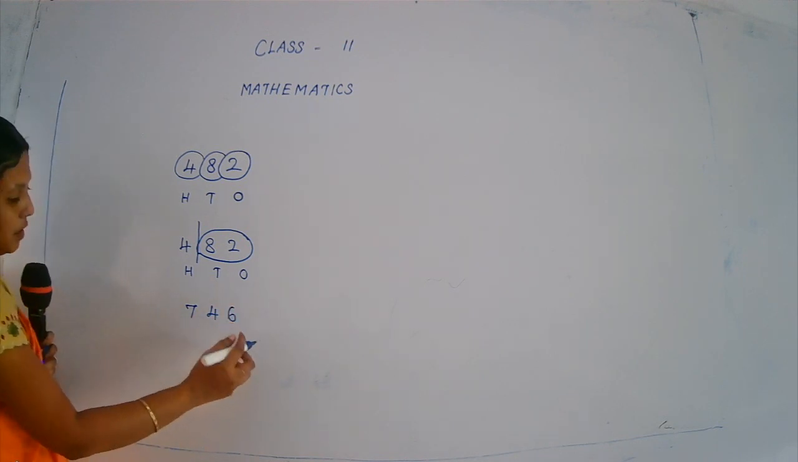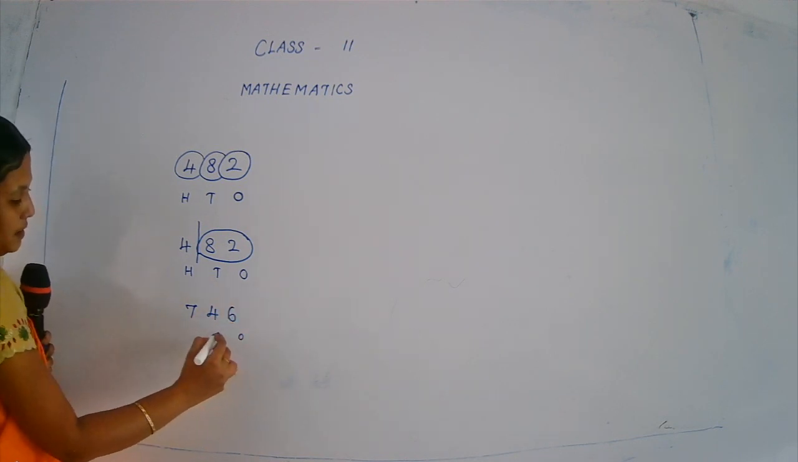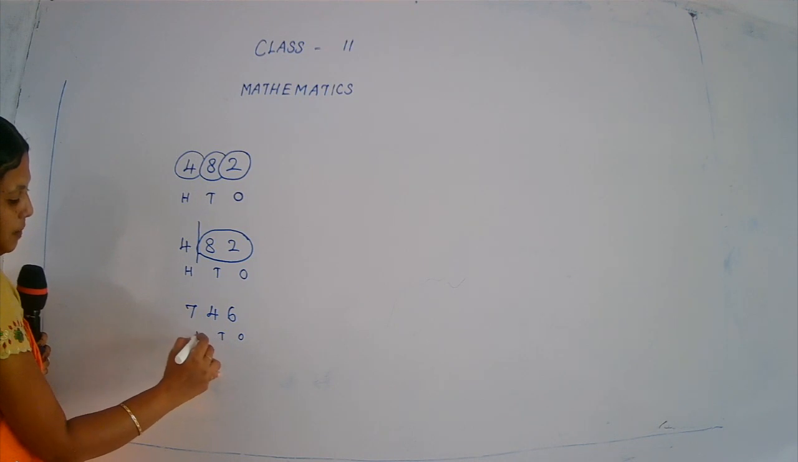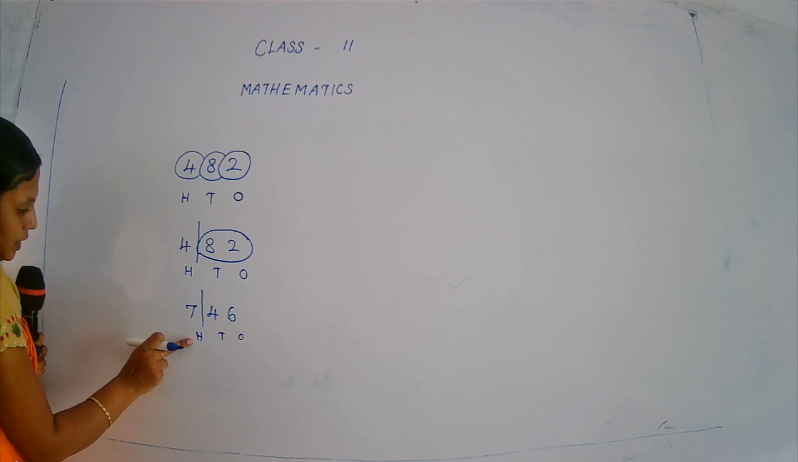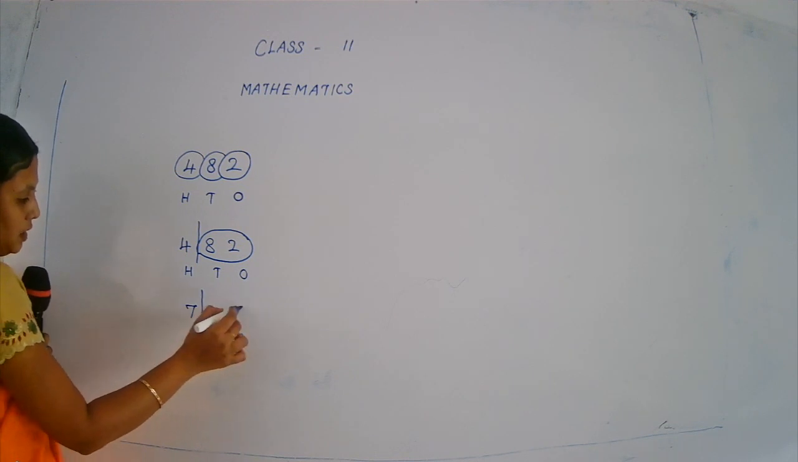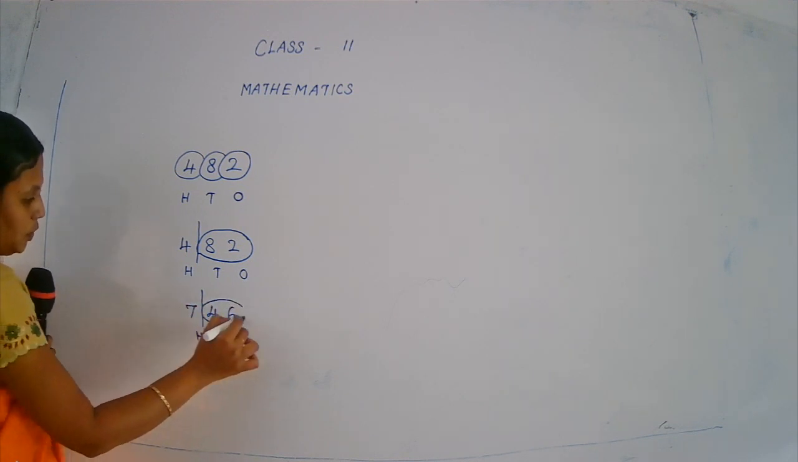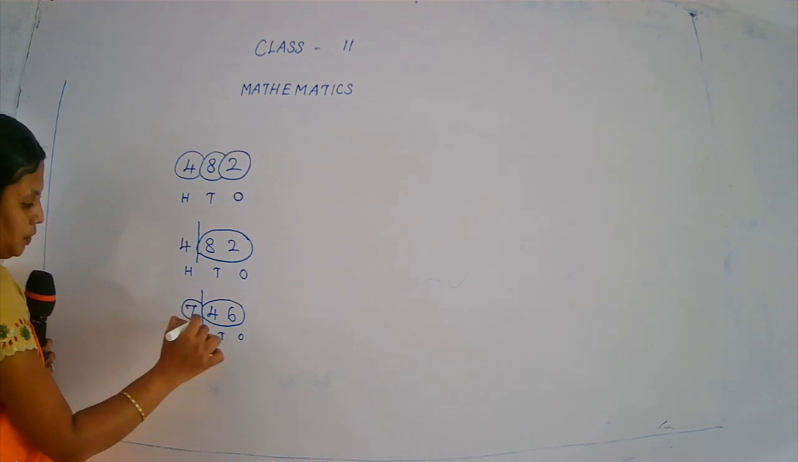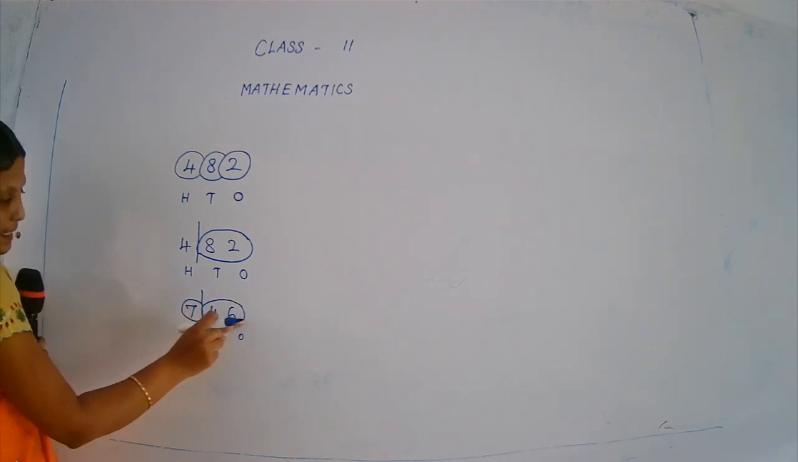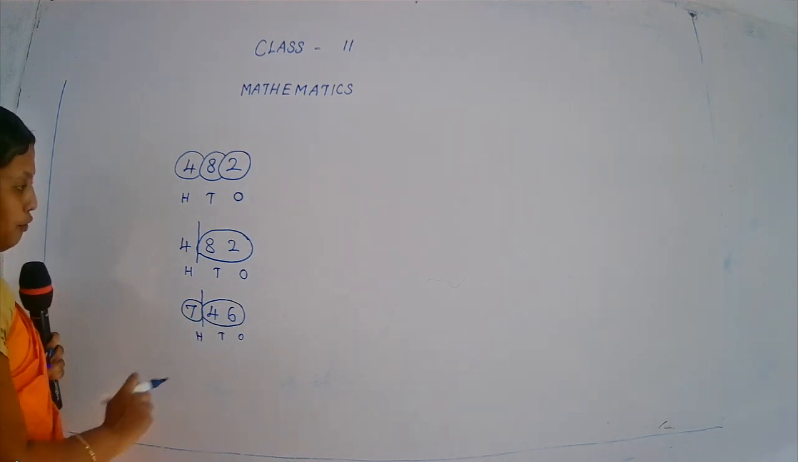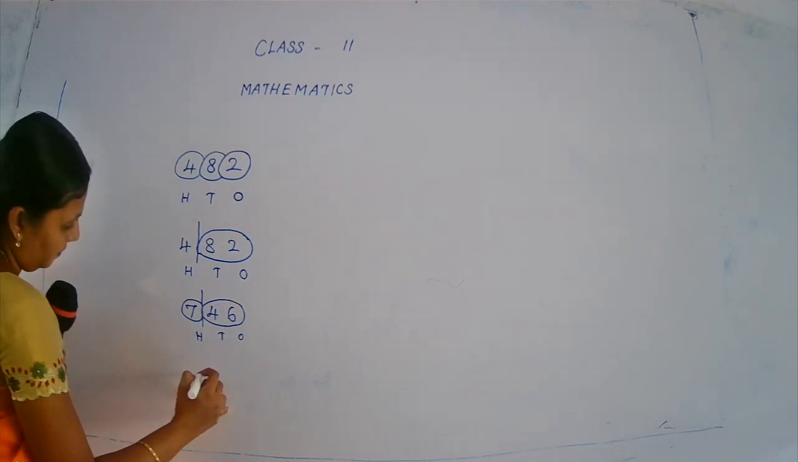Now what is this number? This is ones place, this is tens place, this is hundred place. Hundred you read it separate, and the other two read together. 746.